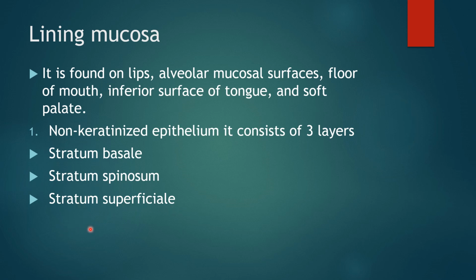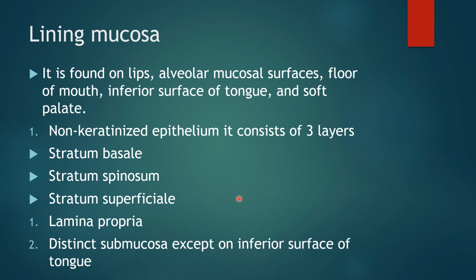All of the cell types, including the keratinocytes, Langerhans cells, melanocytes and Merkel cells, are present in this type of epithelium. Also, encapsulated sensory nerve endings are present in the papillae as well. Beneath the epithelium, there is the lamina propria, and then a distinct submucosa beneath the lamina propria, which is present in lining epithelium except on the inferior surface of the tongue.